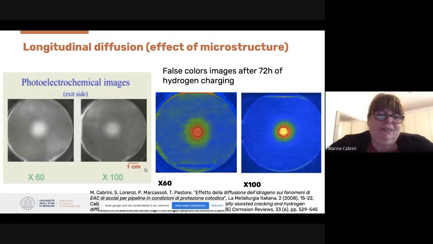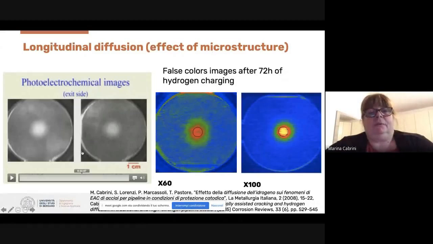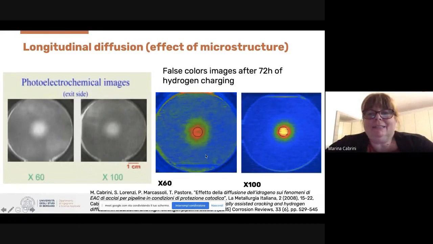This is the evolution of the charge of these two specimens, and this is the false color image in which the effect of the microstructure of the steel on hydrogen diffusion is very clear. This circle is the entry window, and we can see that the low grade, high grain size banded ferritic steel has a large longitudinal diffusion.